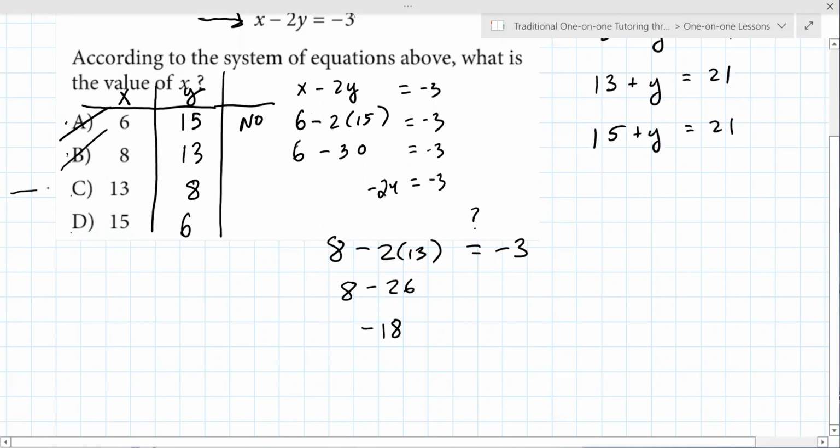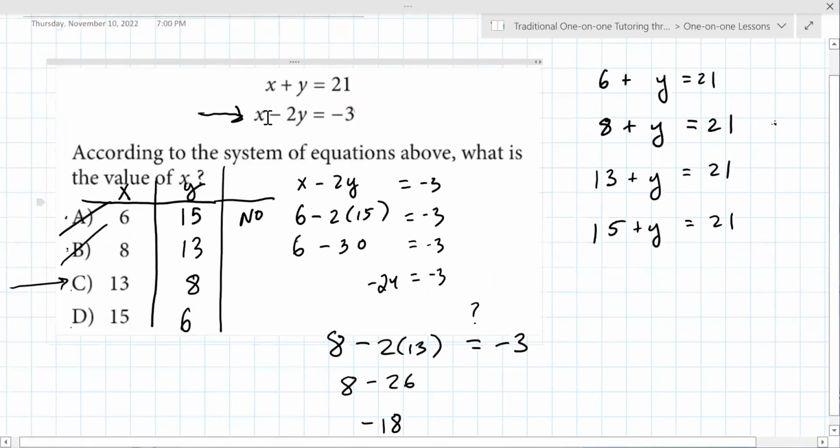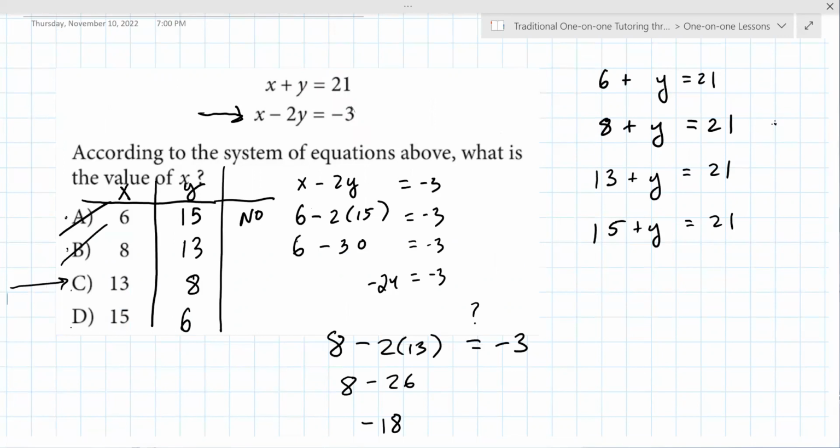I want you to try C now. You're putting in 6 for x and 8 for y.